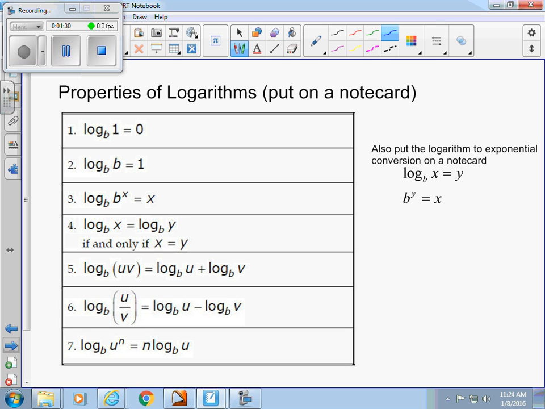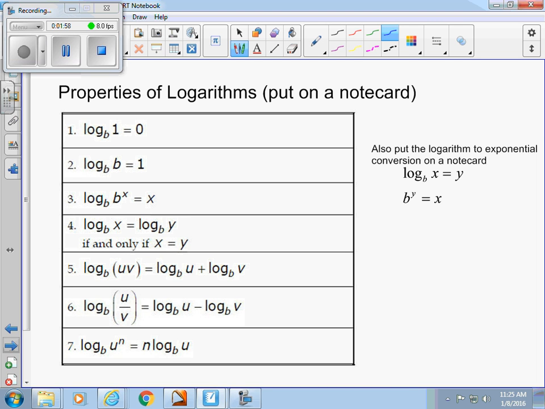Why? If those are equal, then the numbers on the inside have to be the same. It is obvious, but it is something you'll need to solve logarithmic equations. If you have a log on one side and a log on the other, you can essentially ignore the two logarithms and set the insides equal.